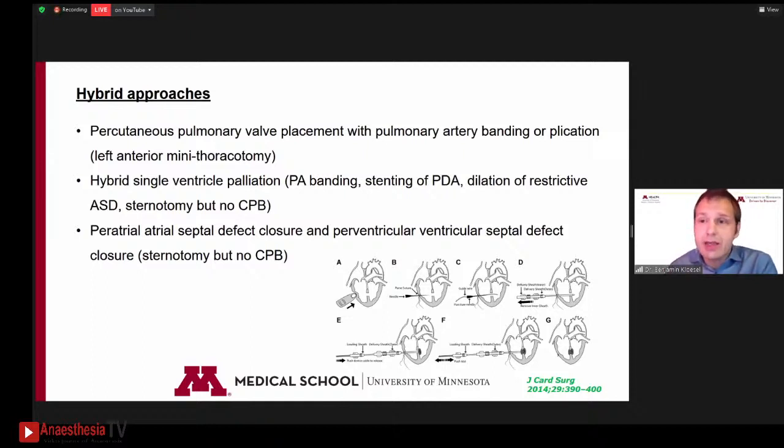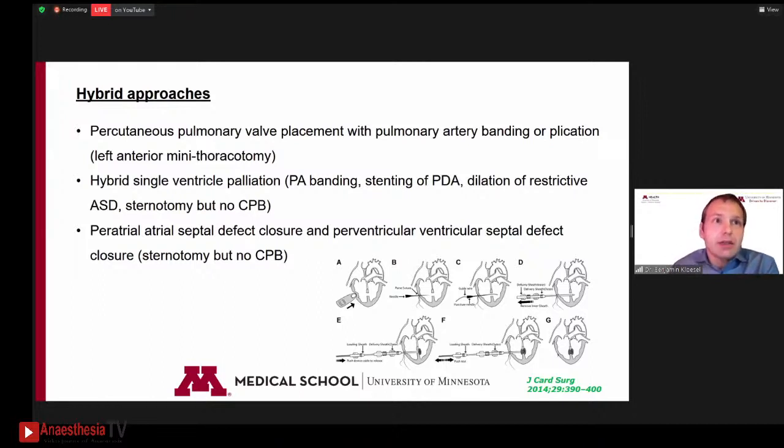Those patients can very often, in later age, as an adolescent or an adult, receive their valve in the cath lab. But on occasion, there's a problem with the landing zone, which might be unsuitable. So a hybrid approach here would involve a left anterior mini thoracotomy performed by the congenital heart surgeon, who would then perform a PA banding or plication, which can help to create a suitable landing zone for the valve, which is still deployed through the percutaneous approach.